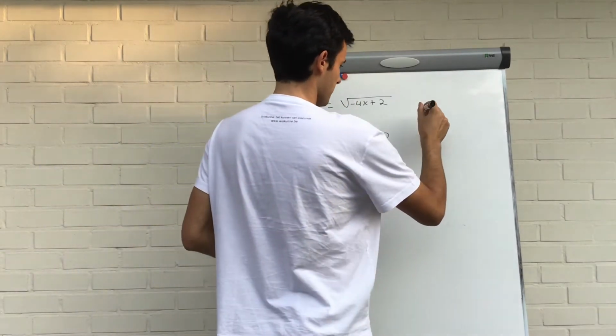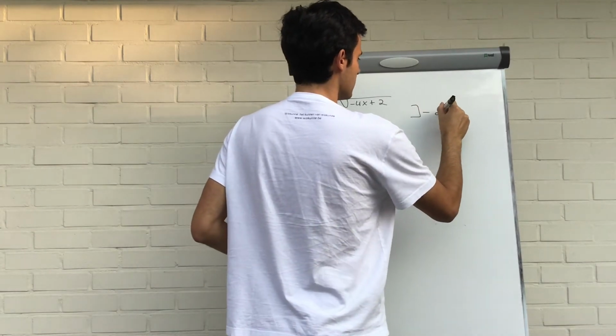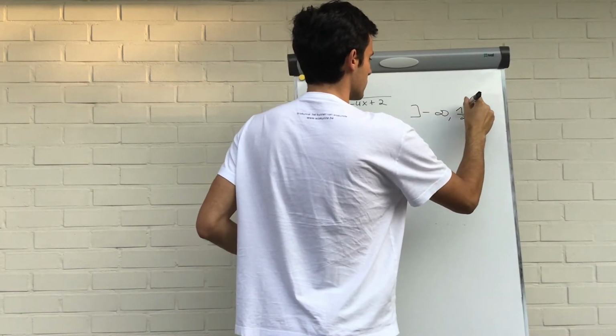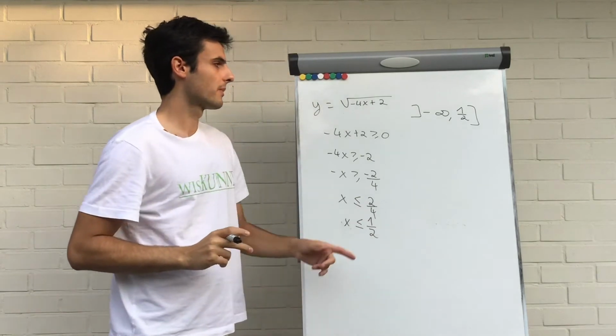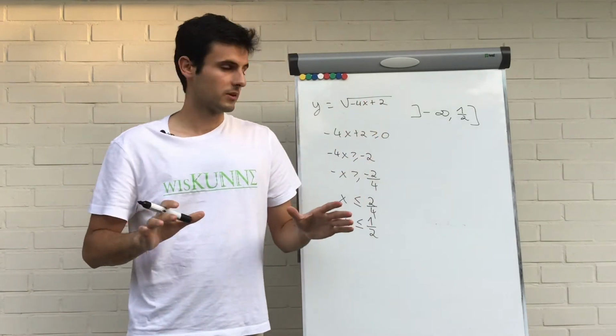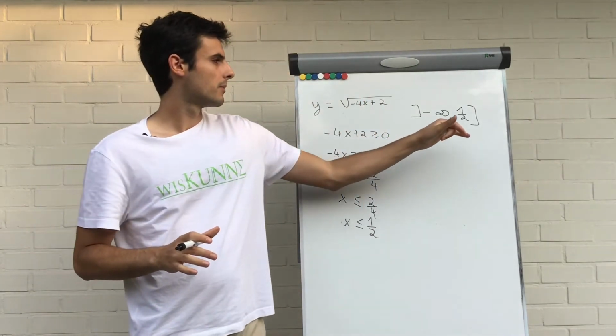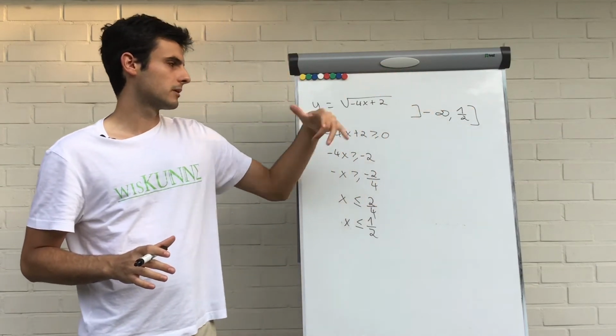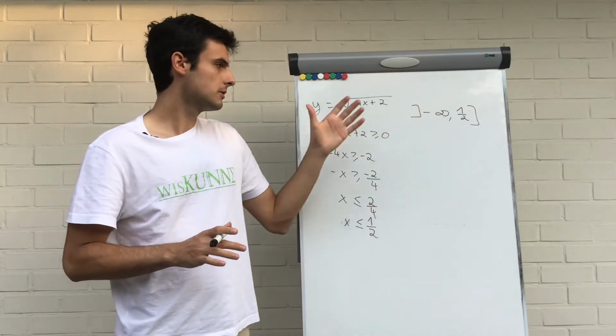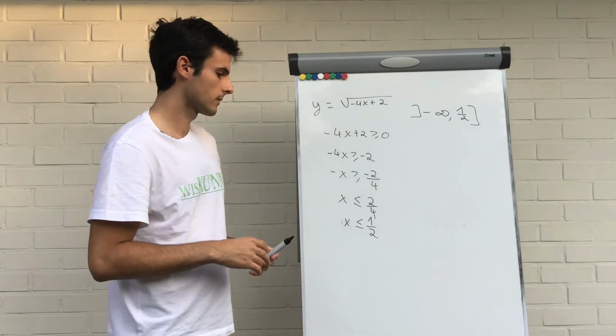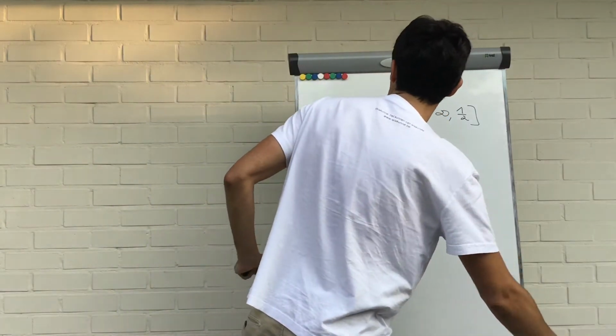So the domain is minus infinity to 1 divided by 2. So bracket to the outside always with minus or plus infinity. Brackets to the inside because 1 divided by 2 gives 0, and that's not a problem. It's not in the denominator, so it's no problem. Third example.